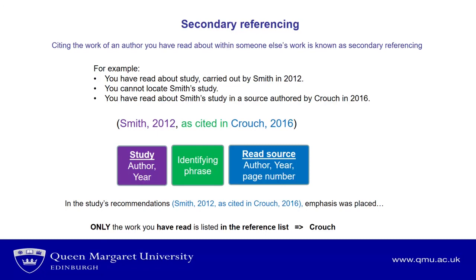The last part of the citation is the source that you've actually read, so that's the author's surname, followed by the year of publication, and potentially page number. For the reference list, you can't reference the source that you've not read. In this case, that would be Smith's study. You can only reference the work that you've actually read yourself. In this case, that would be Crouch's work.